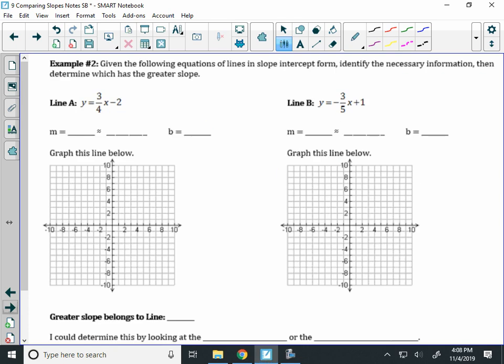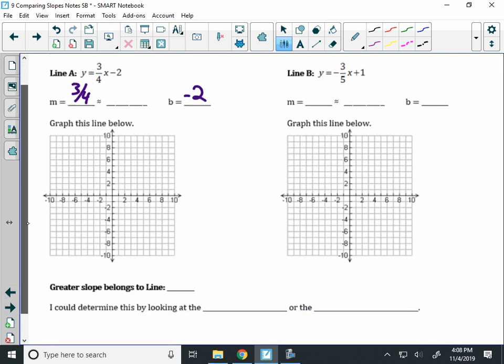All right, last little bit here, I believe. Yes. Given the following equations, we are going to graph the line and then decide which one is steeper. So line A is 3/4 x minus 2. That slope is 3 over 4. And leave the second part blank. We'll do that later. The y-intercept is -2.